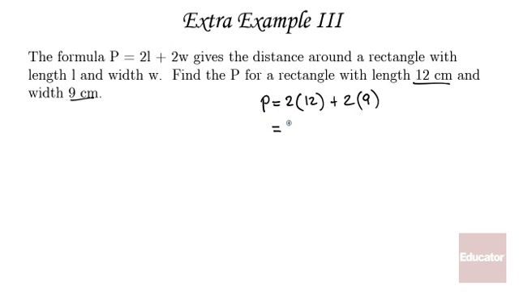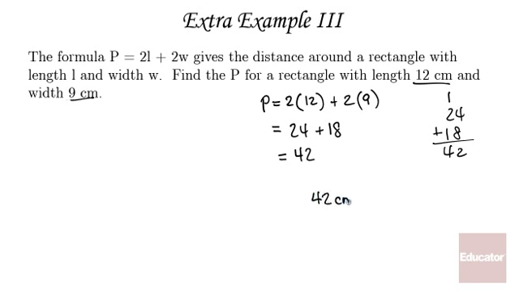So now let's evaluate. 2 times 12 is 24, and 2 times 9 is 18. Continue adding. 24 plus 18, 12, 4, 42. And remember that in a word problem you need to go back and check if there are units to be included. And we were told that the length was 12 centimeters and the width is 9 centimeters, so the perimeter is 42 centimeters.